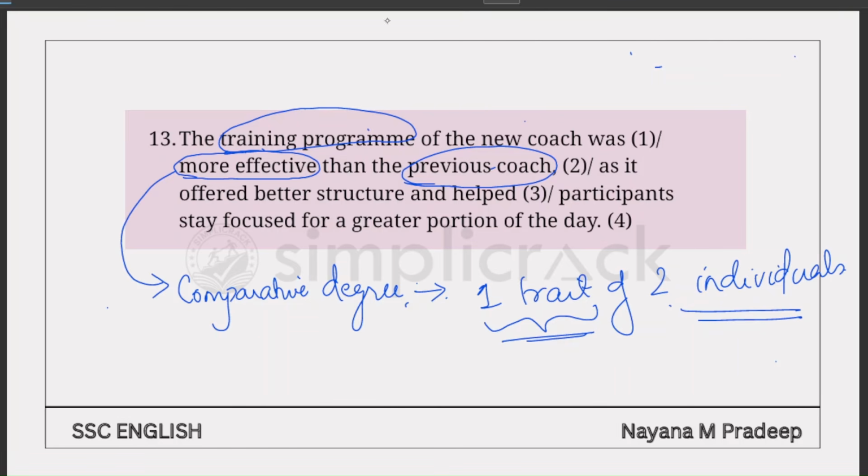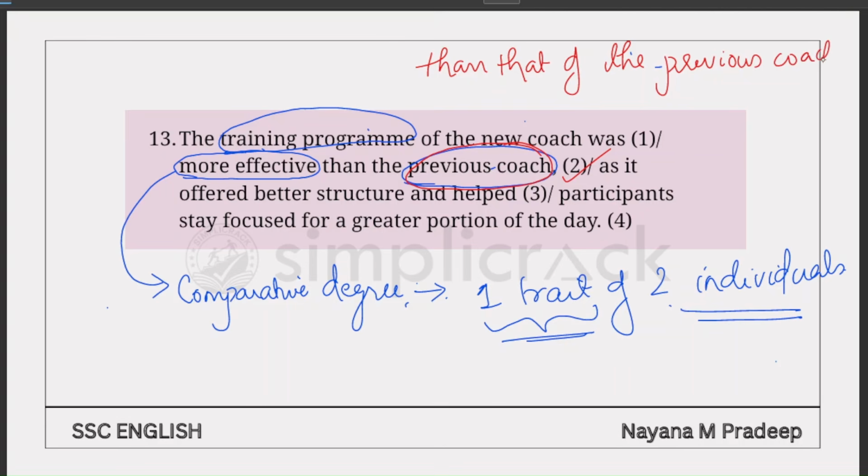Okay, so that is the error here. Instead of using "than the previous coach," this is the error part. Part 2 contains the error. So instead of writing "than the previous coach," they should have written "than that of the previous coach."